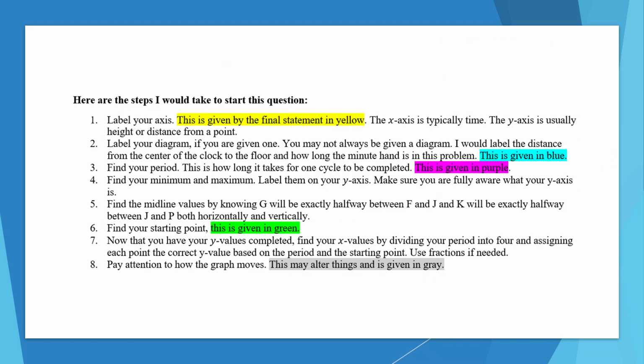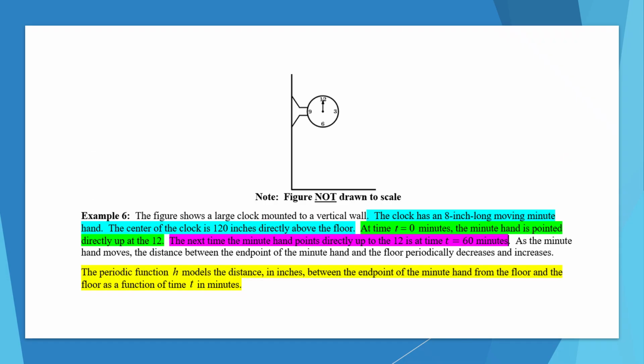All right, so now we will do step 4, 5, and 6 kind of in one go. We first want to find our min and our max. We kind of did this already, but now we want to label it. And then you want to find your midline by knowing that it will be exactly halfway in between your min and your max. And then finally, given in green, we want to find our starting point. So I will repeat those as we actually work through this.